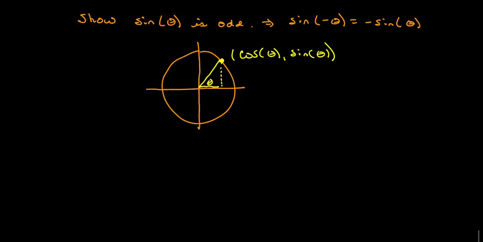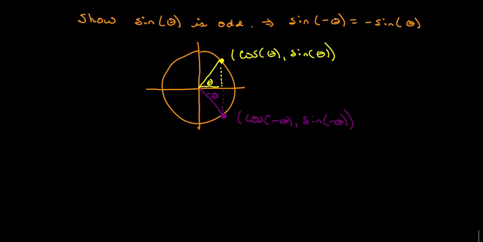Now what we're going to do is we're going to find negative theta. So I'm going to draw that in here. So negative theta. And so this has coordinates cosine negative theta and sine negative theta.